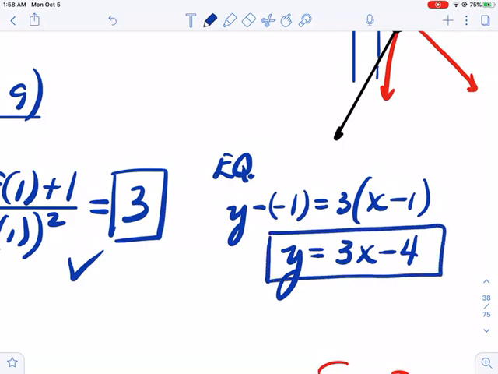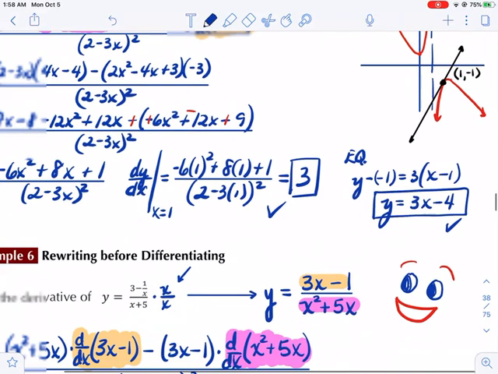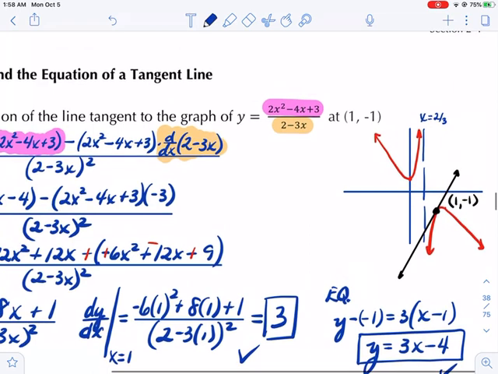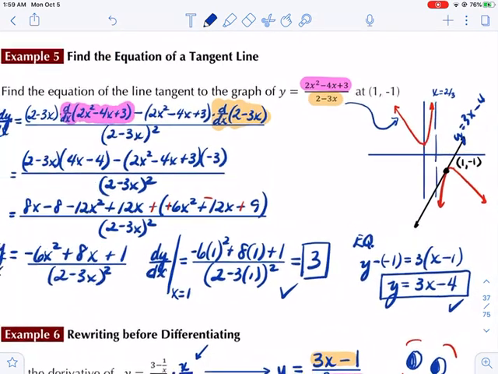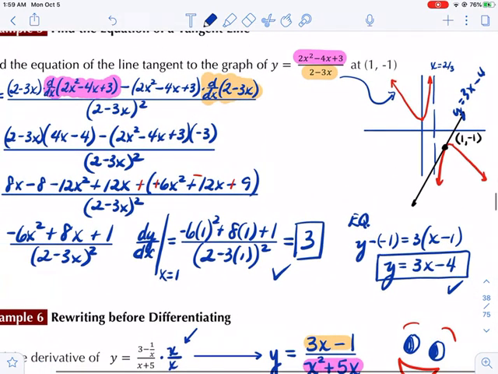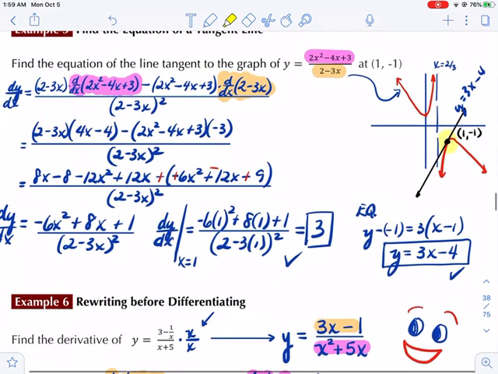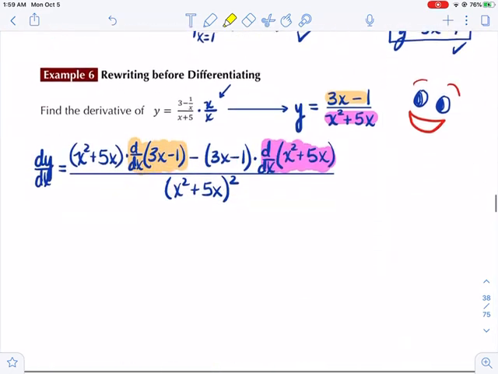And sometimes what I like to do is graph the original function, and you see it in red here. So here's my y function in red, and then I graph the tangent line, y is equal to 3x minus 4, and I just want to kind of see what it looks like. You can use a graphing calculator for this. And remember that it should intersect only at one point in this critical region here, at the point 1, negative 1. Okay, that's example 5.